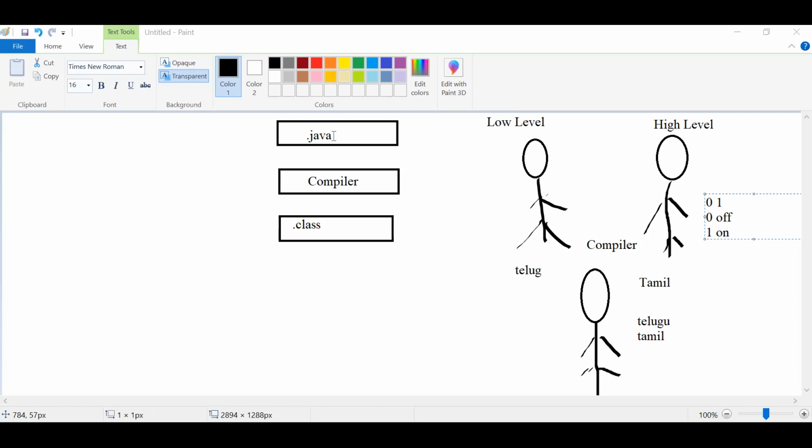Okay, what is the use of that JVM? JVM is a virtual machine. For what purpose did they introduce the JVM? The Java compiler understands only zeros and ones. But whenever those zeros and ones are generated, that language is comfortable only on that platform only.